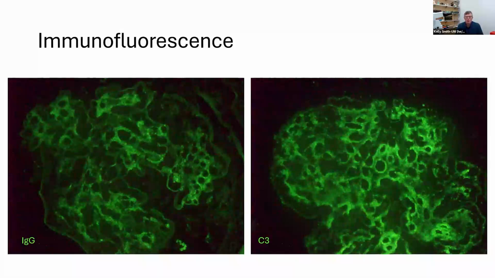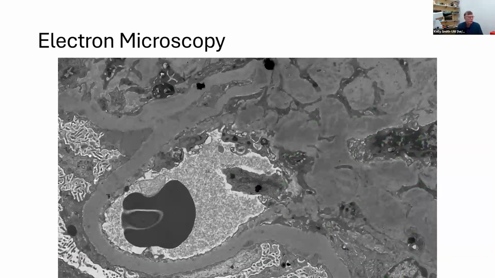And here we see a bunch of IgG and then a bunch of C3. And so this is very characteristic of an infectious associated glomerulonephritis. And then when we look at the electron microscopy, we see that there's presence of electron-dense deposits here in the subepithelial region, but also electron-dense deposits that are present within the mesangial region.